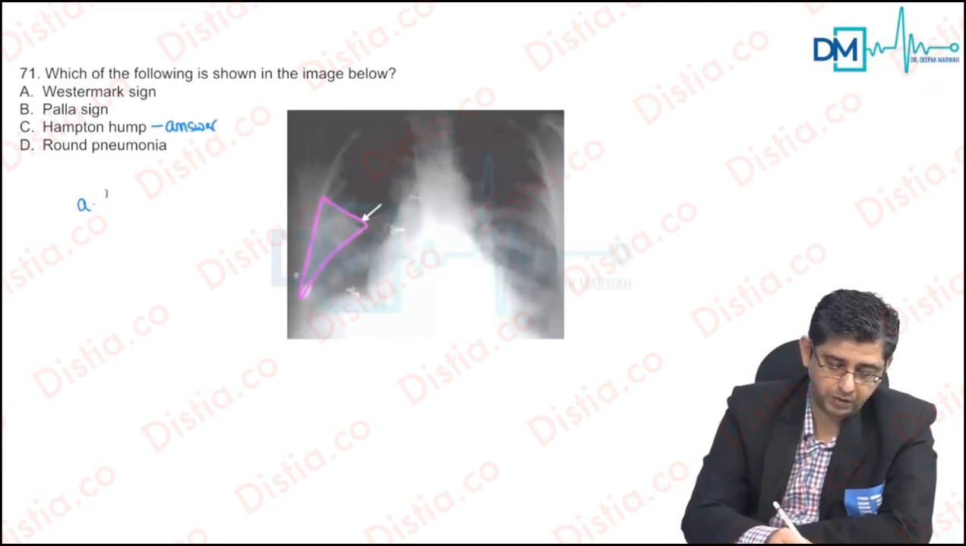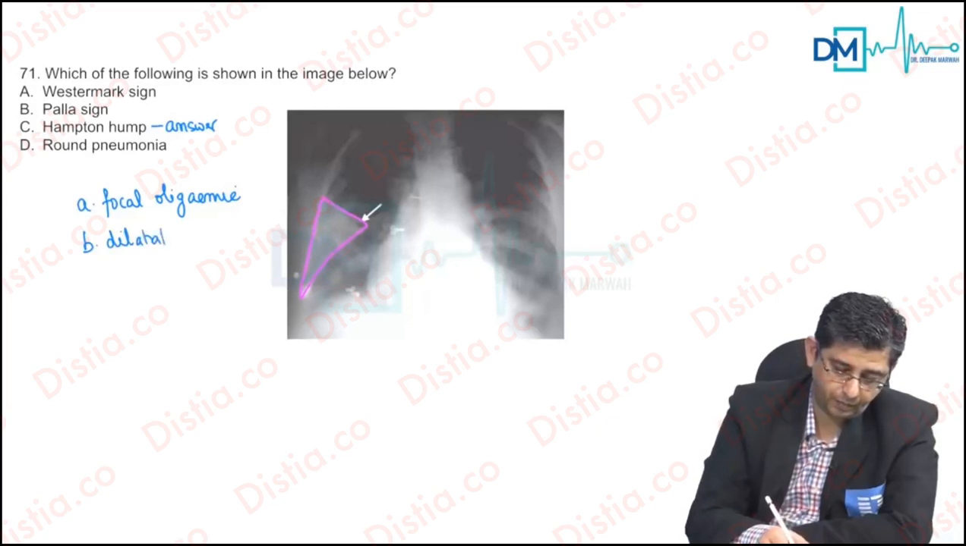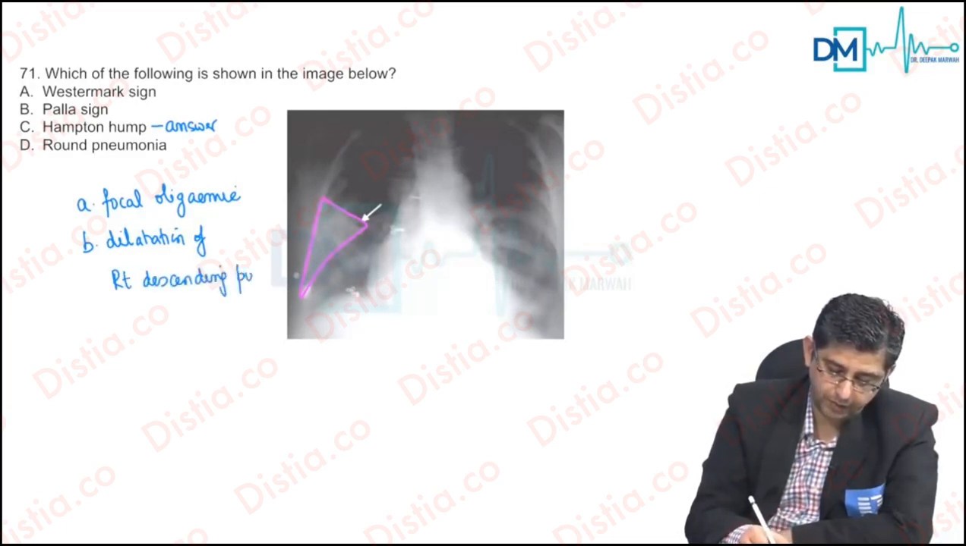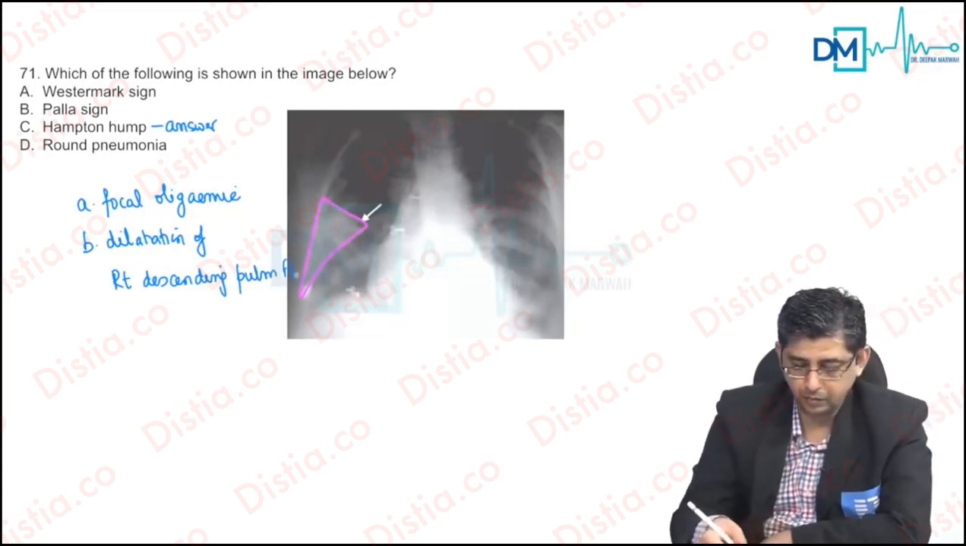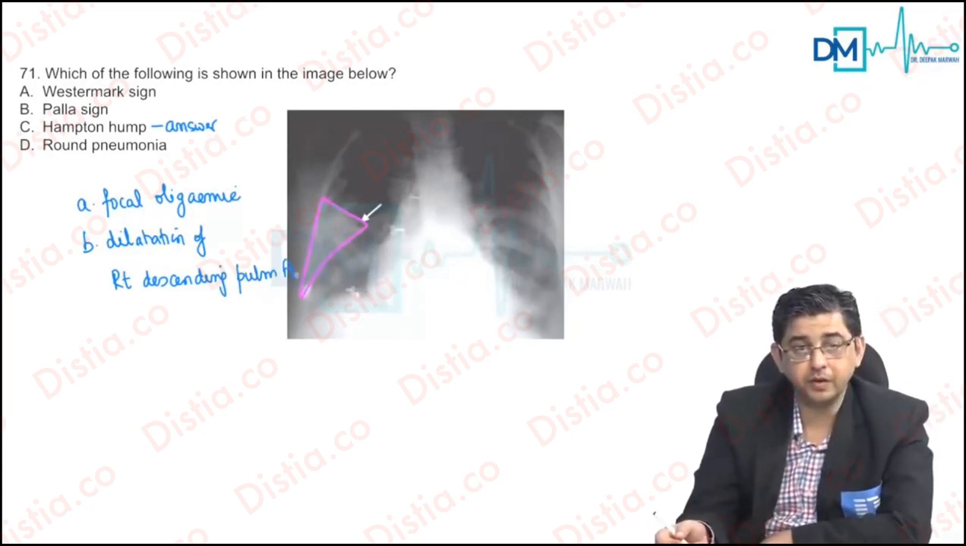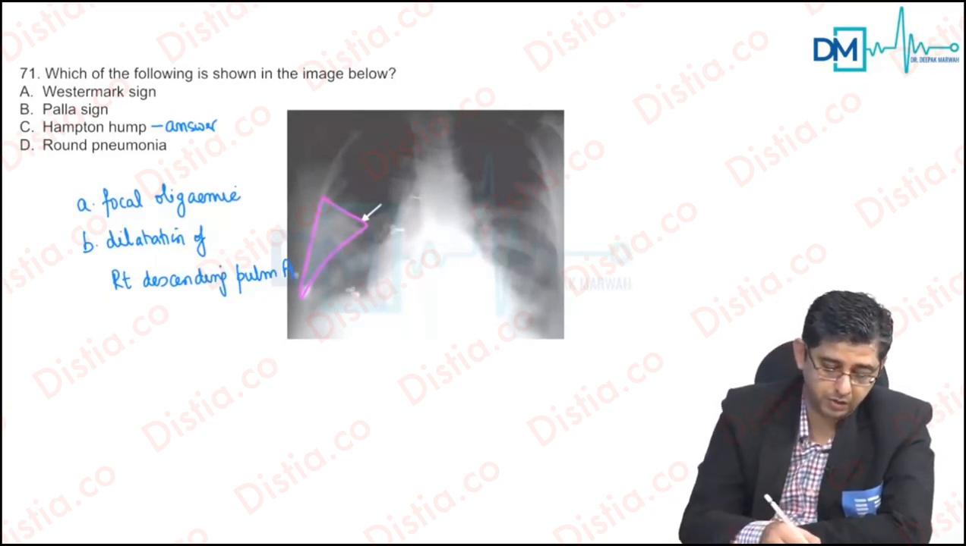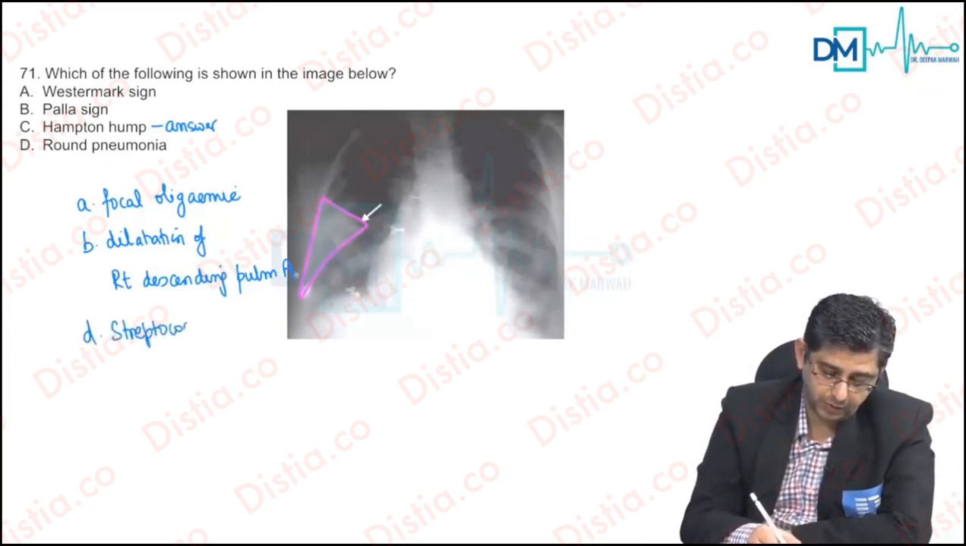Choice A of the MCQ, Westermarck sign, will exhibit focal oligemia, less blood supply to lungs, but not a definite opacity. Palla sign is dilatation of the right descending pulmonary artery. Because the right descending pulmonary artery of the patient is not visible here, dilated, we are ruling out Palla sign. Round pneumonia will have a circumscribed round patch. Round pneumonia is seen with streptococcus. That is common in children, and it will show a circumscribed lesion that might give you an impression of a tumor.